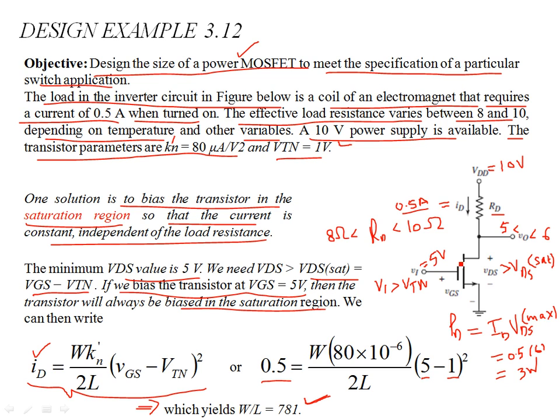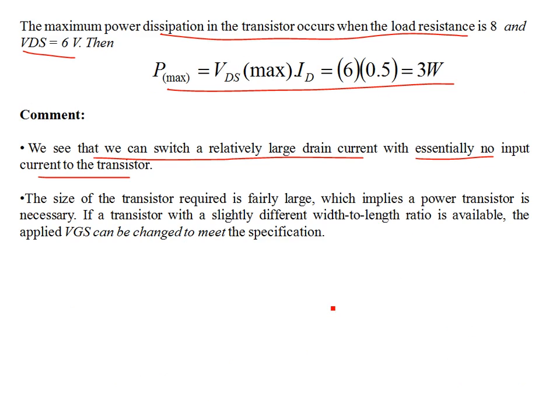And you see, you don't need any input current to switch a very large current. There's an oxide over here, so the gate current is 0. You need a voltage greater than the threshold voltage to turn on the transistor, but to keep it in the saturation region, VGS should be about 5 volts, which is given over here. Then the transistor will always be biased in the saturation region. So with essentially no input current, you can switch a very large drain current.